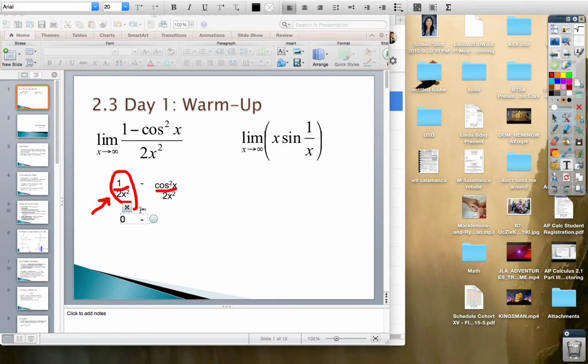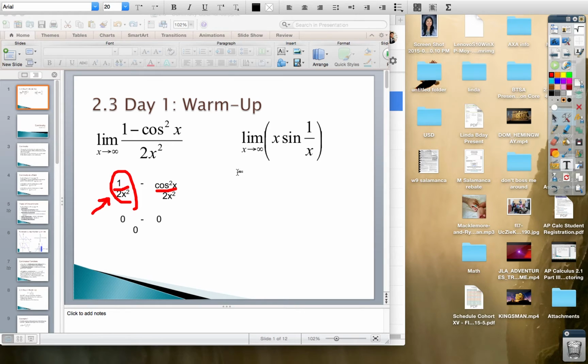Then we have our minus sign. And then, as you'll remember, cosine squared of 0, or cosine of 0, is 1. 1 divided by 2x squared, which, again, because you're dividing by 2x squared, and x squared will approach infinity, this will eventually become infinity. So the limit as x approaches infinity is 0.